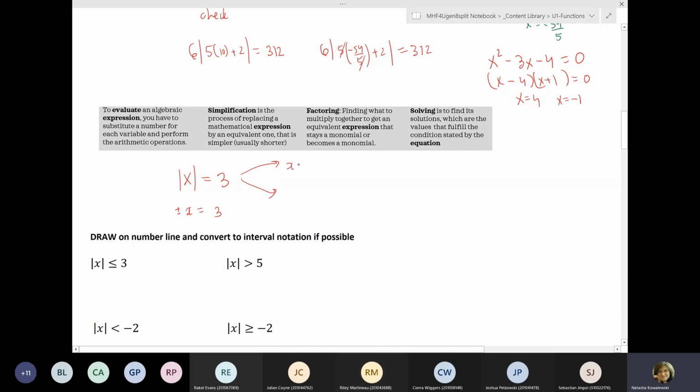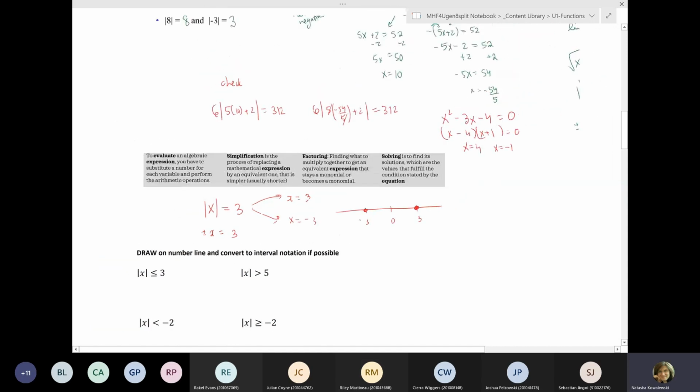And so that means we'll have x equals 3 or x equals negative 3. So then you proceed to put that onto your number line, negative 3 and 3, put a dot here and a dot here. You're not going to shade anything in between because it's not an inequality, it's just equals. And the 0 is in the middle, right?